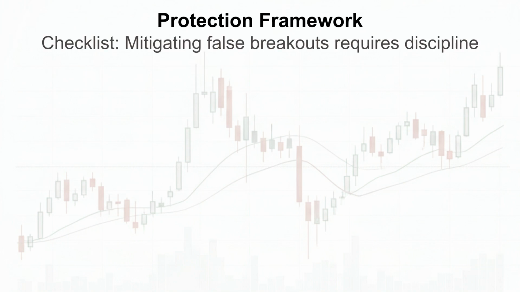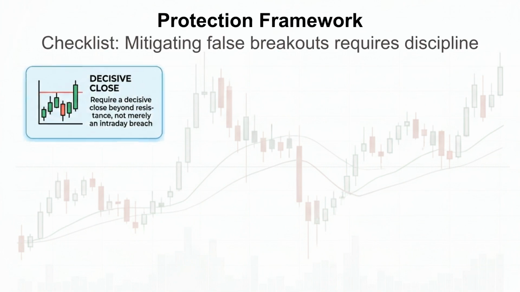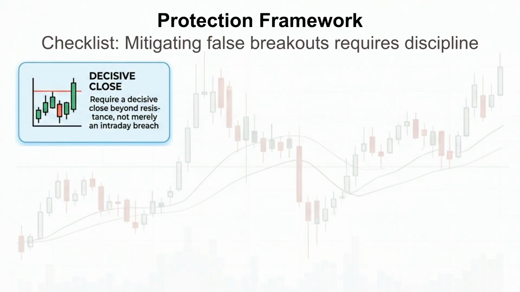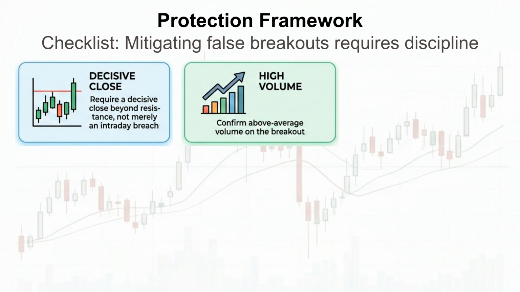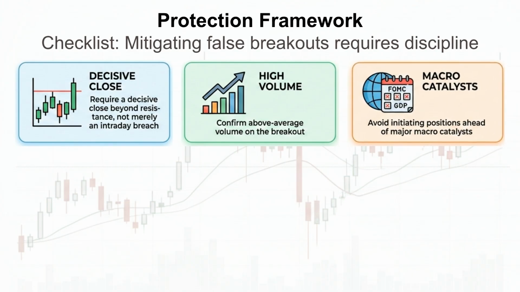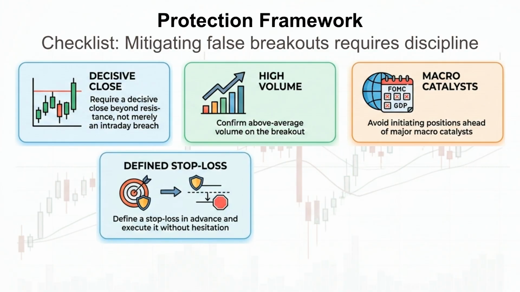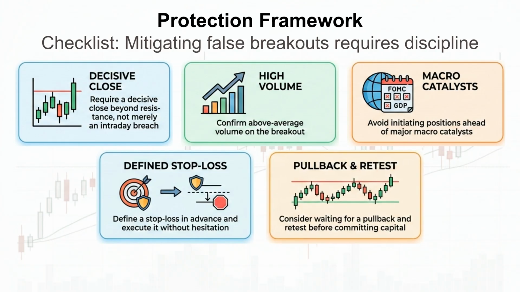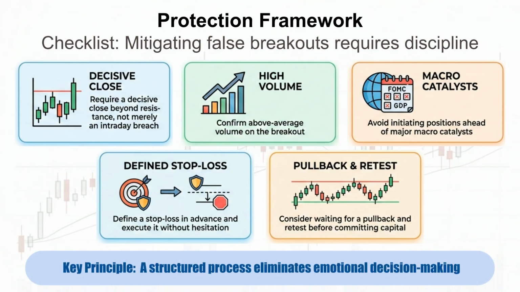Mitigating false breakouts requires discipline and structure. First, insist on a decisive close beyond resistance, not merely an intraday breach. Second, confirm above-average volume on the breakout. Third, avoid initiating positions immediately ahead of major macro catalysts that can distort price action. Fourth, define your stop-loss in advance and execute it without hesitation. And finally, consider waiting for a pullback and retest of the breakout level before committing capital. A disciplined process reduces emotional decision-making and protects long-term capital.